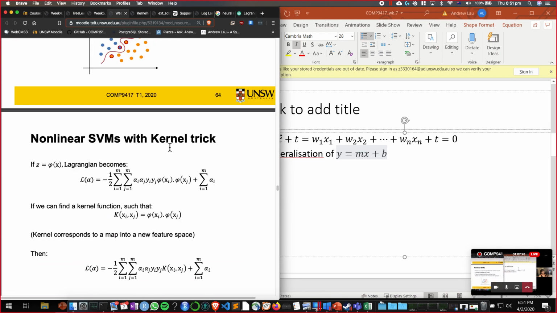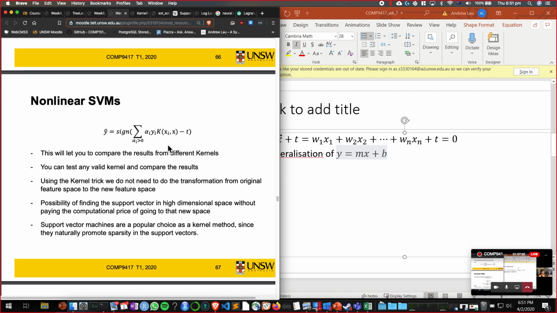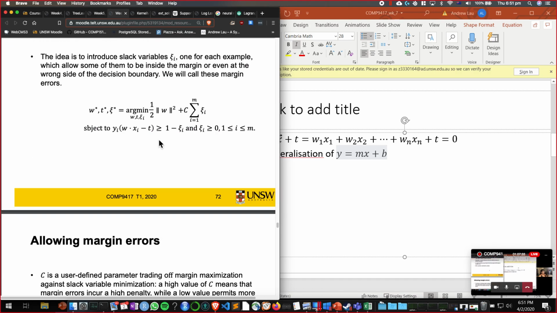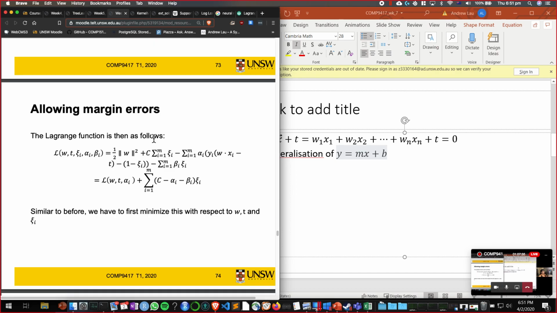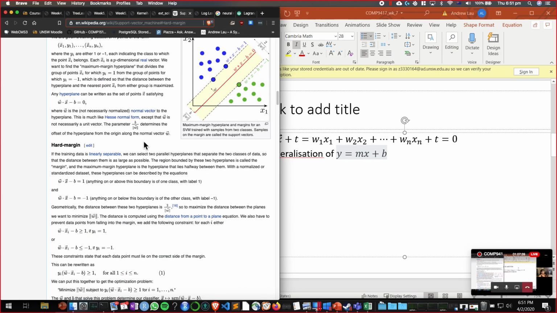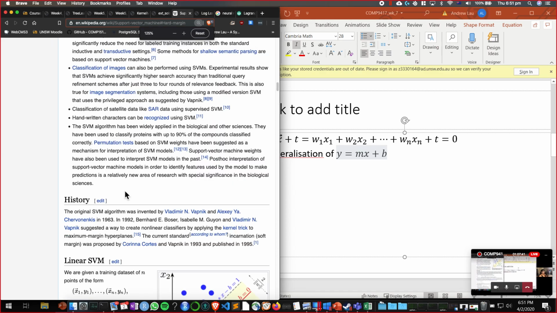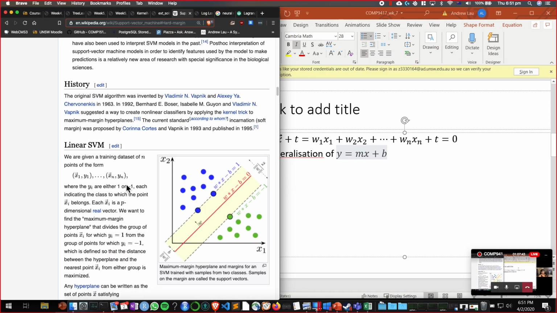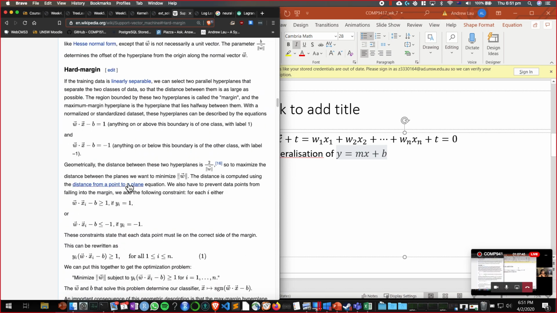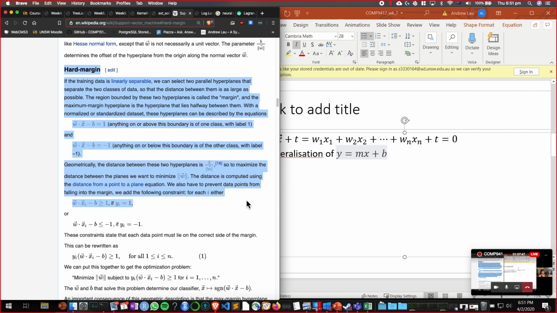Now, there's something else which I don't think is covered here, oddly enough. Might be next lesson. Oh, here it is. Margin. You might recall I mentioned a few different types of SVM. The hard margin, which is what we've been talking about up to now, is the hard margin classifier, which means that the data has to be perfectly linearly separable. We cannot make a mistake.